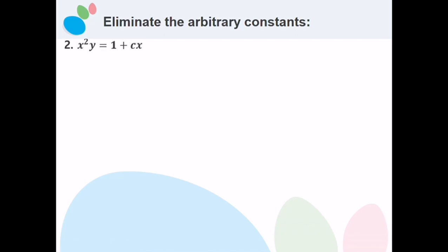Our second problem is x squared y equals 1 plus cx. Still, our goal is to eliminate the arbitrary constant. So here, we have only one arbitrary constant, so we are going to differentiate this only once. Okay? So x squared y, again, minus 1 equals cx.